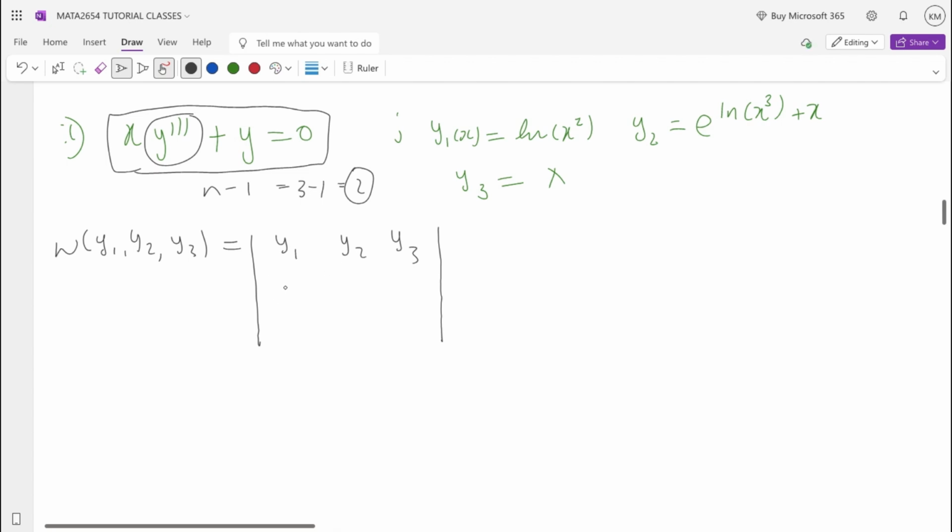Then we want the first derivative of y1 and second derivative of y1, and also the first derivative of y2 and second derivative of y2, then the first derivative of y3 and second derivative of y3. Yeah.